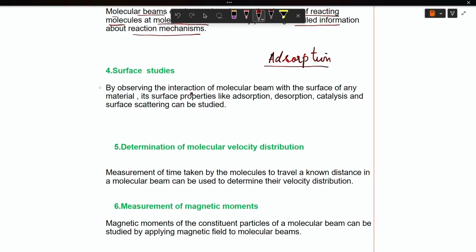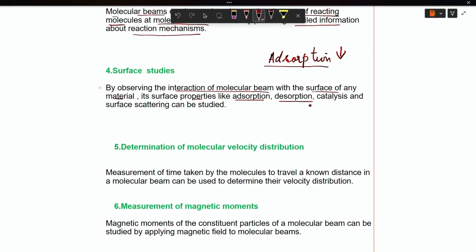Adsorption being a surface phenomenon, if we can see the process undergoing at the surface at the molecular level, you can be sure what the process is. Is it exactly adsorption, or is it partly adsorption and desorption? All these can be studied by observing the interaction of the molecular beam with the surface of any material, its surface properties like adsorption and desorption.